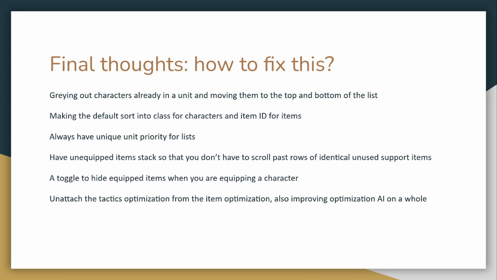And of course, I would unattach the tactics optimization button from the item optimization button. The fact that those are linked is very not good. And also, improving the optimization AI on a whole would be better. No magic buffs for units that don't have a magic attack.